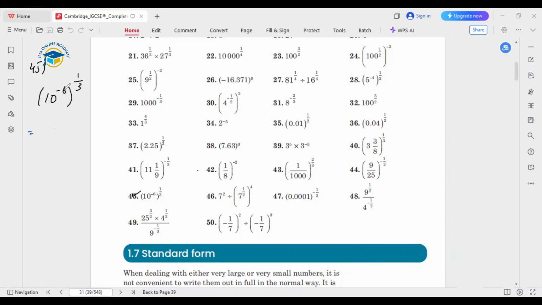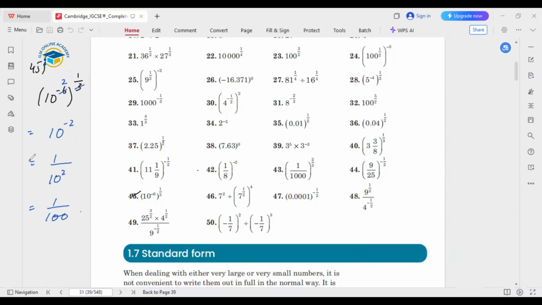Okay, we have 10 raised to the power negative 6 raised to the power 1 by 3. Cancel them out, like 3 times 2 is 6. Only powers need to be cancelled out with powers. We can't cancel them out with the numbers. So the power that we are left with is 10 raised to the power negative 2, and you can make it positive by bringing that into the denominator. So 10 raised to the power 2 will be simply 100.